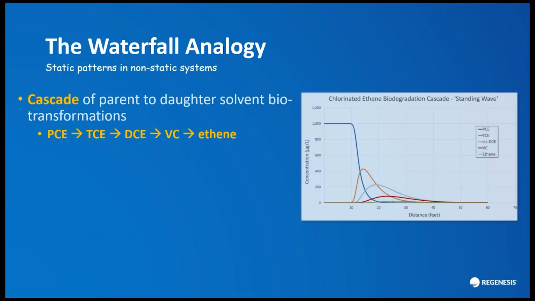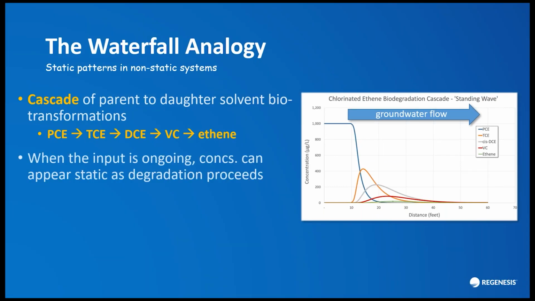So in this graph, for example, we're looking at concentration versus distance in the direction of groundwater flow. PCE is flowing in at about 1 milligram per litre. It hits a biozone at about the 10-foot point, an electron donor barrier, say, and we then see the sequential appearance and disappearance of the biotransformation products.